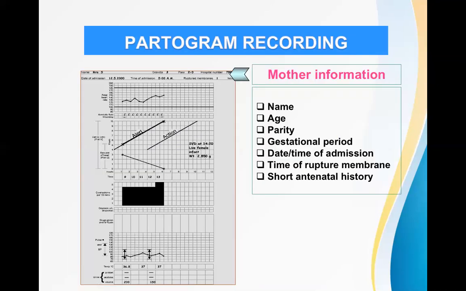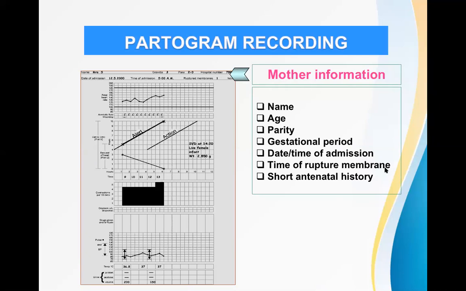Now let's move on. These are the different pieces of information from the mother when she is admitted, and during that time we need to enter them. What is the name? What is the age? What is the gravida and para? What is the gestational period? How many weeks of gestation? What is the date and time of admission? What is the time of rupture of membrane?